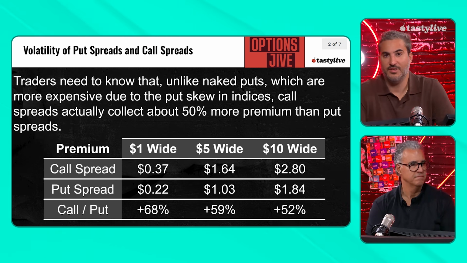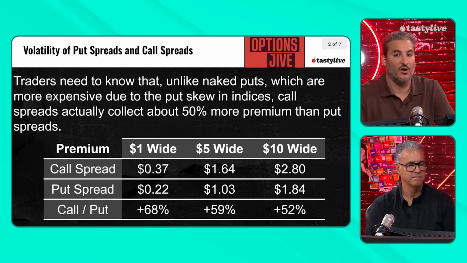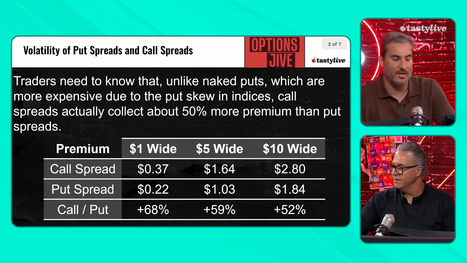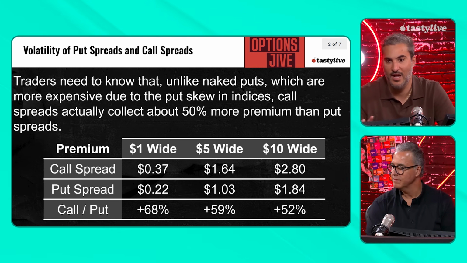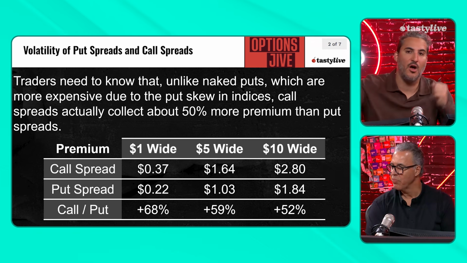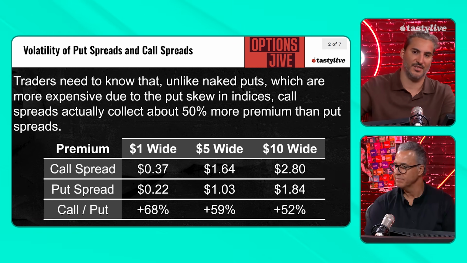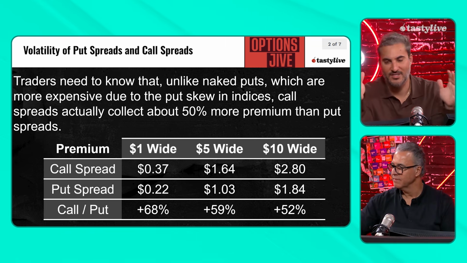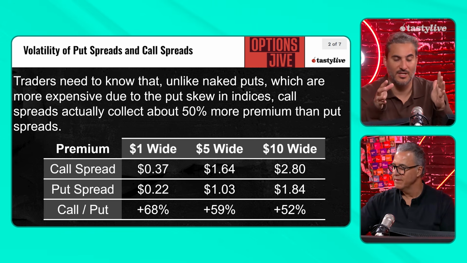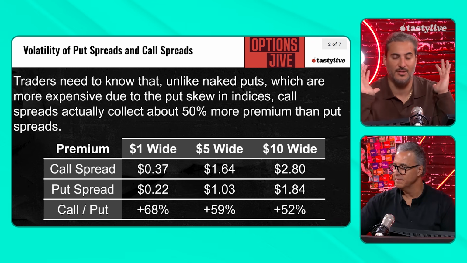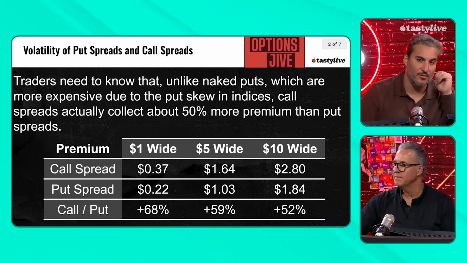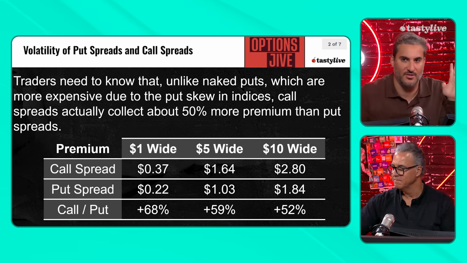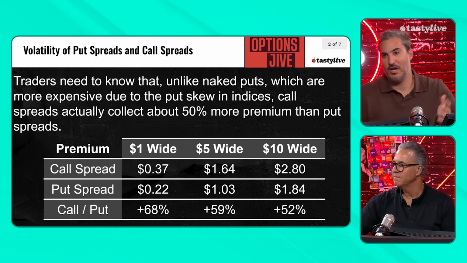Unlike naked puts, which are more expensive due to the put skew in indices, call spreads actually collect about 50% more premium than put spreads. When you're talking about the width of the spread, your put spread is going to be cheaper because the long option is going to be a higher delta. If you're selling the 30 delta for the put and the call and going $10 wide, your $10 option on the call side might be a 15 delta, whereas on the put side it's going to be a 25 or 27 delta, something like that. So the spreads trade a little bit cheaper.